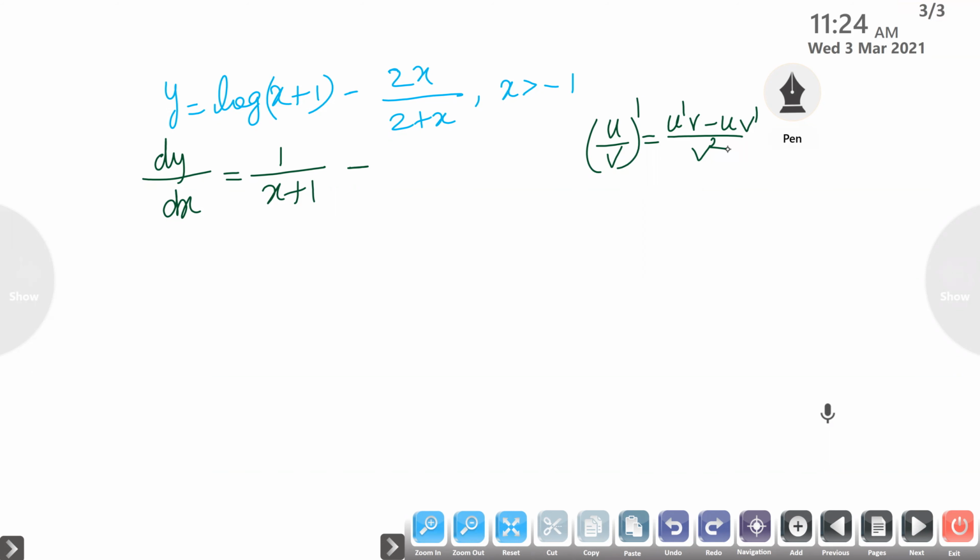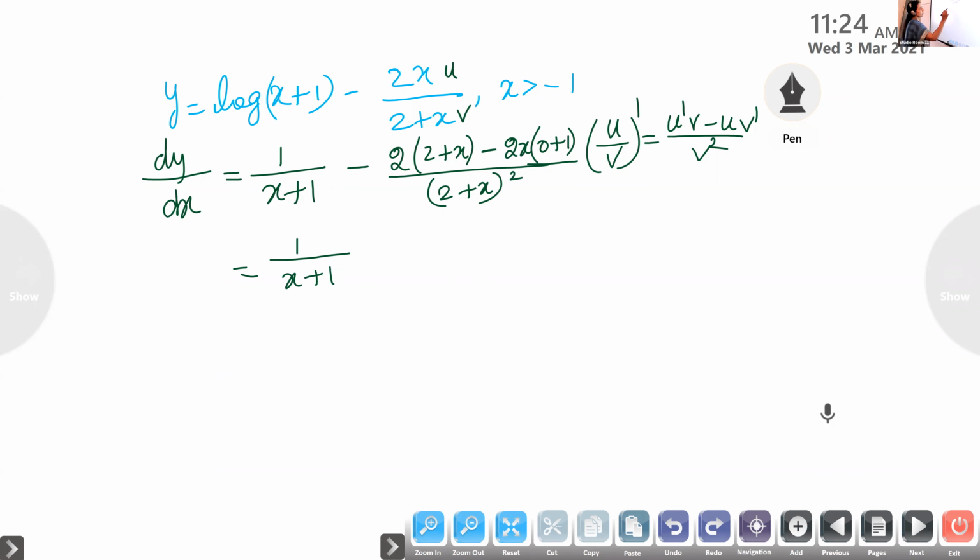So now here, this is u, this is v, isn't it? So u dash, what is the derivative of 2x? 2 into v, we will write as such, 2 plus x, minus 2x into the derivative of v. So 0 plus 1 by v square, 2 plus x the whole square. So we will get 1 by x plus 1 minus, when you open the bracket, 4 plus 2x minus 2x by 2 plus x the whole square. So plus 2x minus 2x will get cancelled. We will get 1 by x plus 1 minus 4 by 2 plus x the whole square.